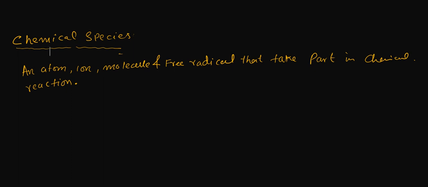Dear students, today we will study chemical species. First, let us learn what a chemical species is. It is actually an atom or an ion or a molecule or a free radical that takes part in a chemical reaction.